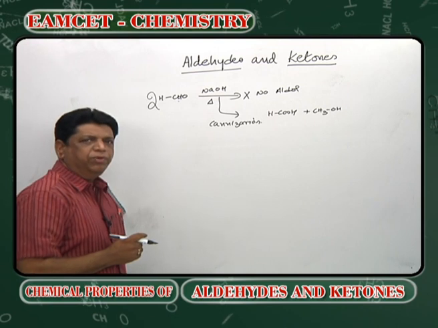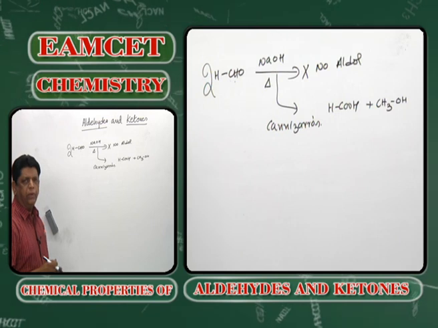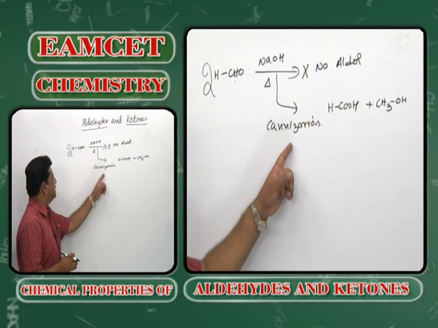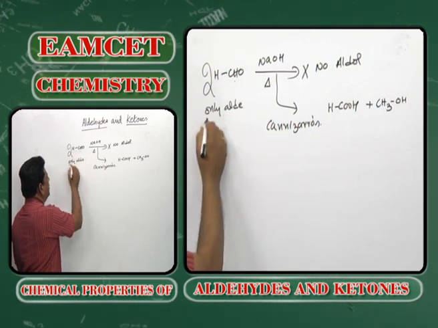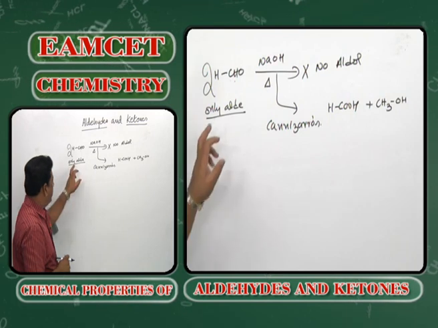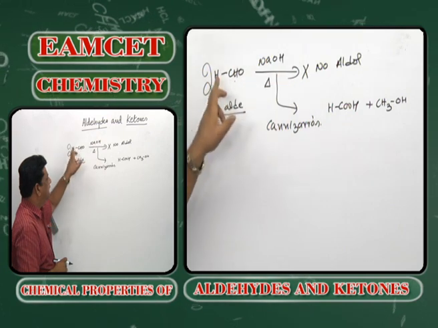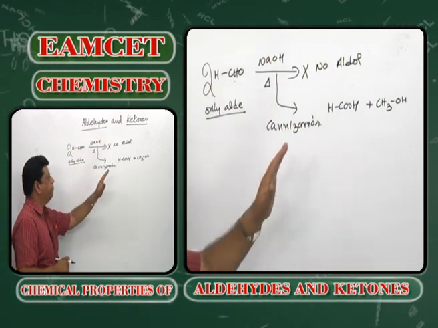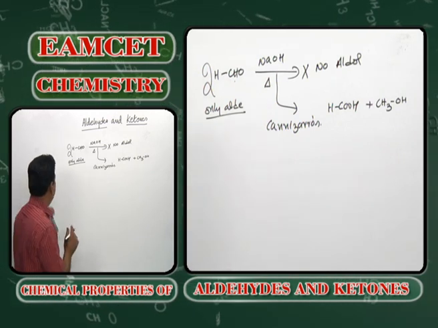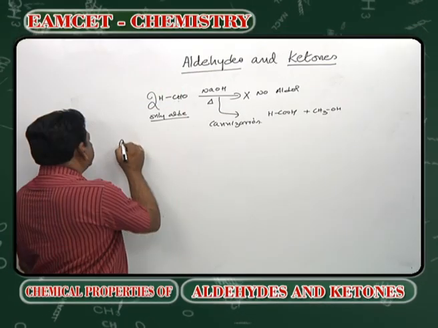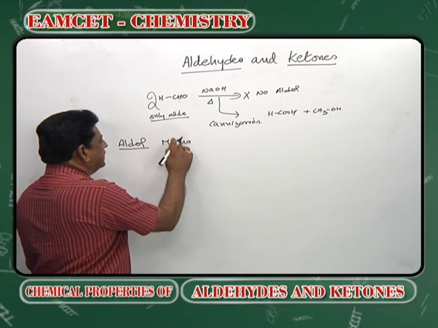In fact, compounds which are not eligible for the aldol condensation sometimes may undergo Cannizzaro reaction. However, Cannizzaro reaction is given by only aldehydes, not the ketones. So aldehydes which are not having alpha hydrogen in the presence of sodium hydroxide can undergo Cannizzaro reaction. But fortunately we don't have much details about this reaction. Let us go for the details of this aldol condensation. Mechanism of this aldol condensation, let us see.